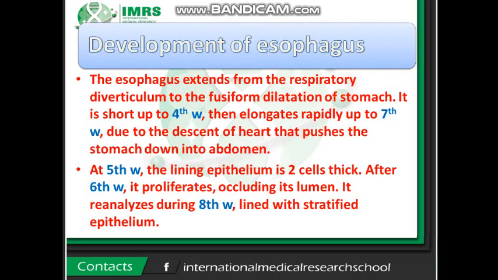The esophagus extends from the respiratory diverticulum to the fusiform dilatation of the stomach by the 4th week, then elongates rapidly up to 7 weeks, due to the descent of the heart that pushes the stomach down into the abdomen. At the 5th week, the lining epithelium is 2 cells thick. After 6 weeks, it proliferates, occluding its lumen. It recanalizes during the 8th week, lined with stratified epithelium.